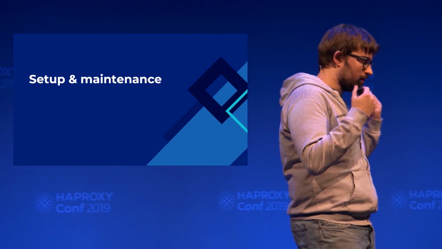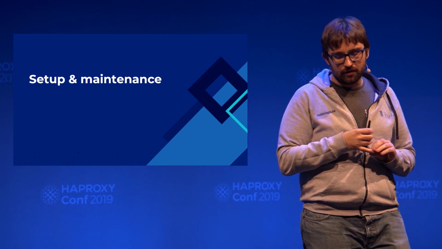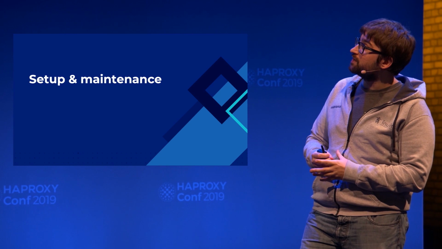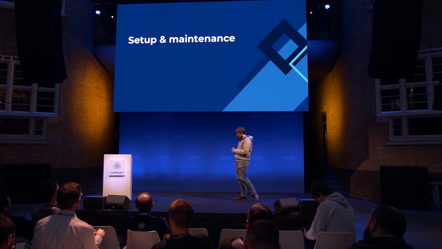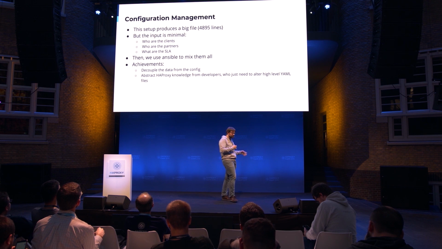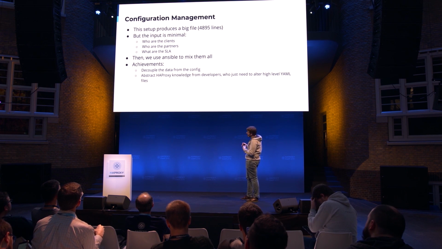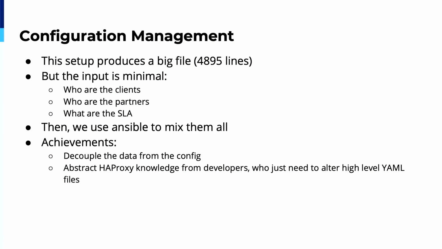So let's take a look now at the setup and the maintenance of all that setup that we have with HAProxy. So basically, we have quite a big file. We have like 5,000 lines of configuration. That's the point when we are happy not to have a big scale or hundreds of partners, because I think the file is quite nice.